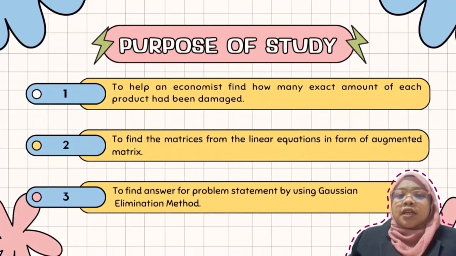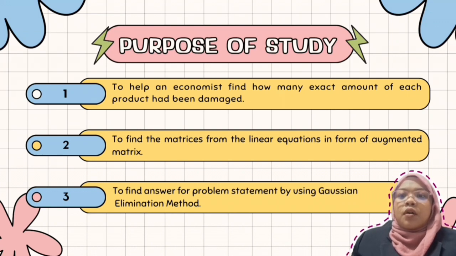Next, the purpose of the study. First, to help an economist find the exact amount of each product that had been damaged. Second, to find the matrix from the linear equations in the form of an augmented matrix. Third, to find the answer for the problem statement by using the Gaussian elimination method.